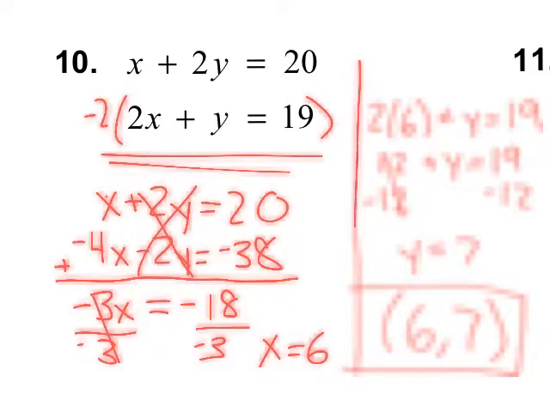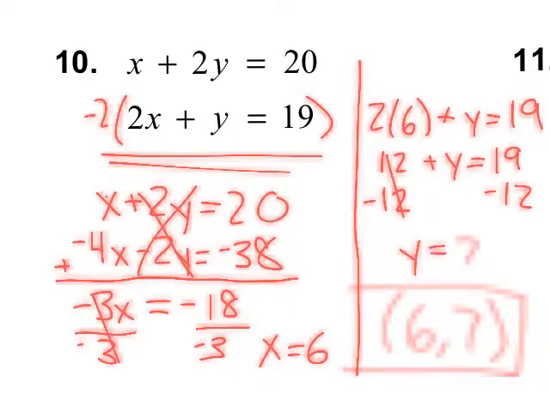The other half of my answer comes when I substitute in. I would probably use the bottom equation since there's not a number in front of y, and you can honestly use either one. So I have 2 times x, which is 6, plus y equals 19. 2 times 6 is 12. I subtract 12 from both sides, and I end up with y equals 7. So my answer is (6, 7), x, y.